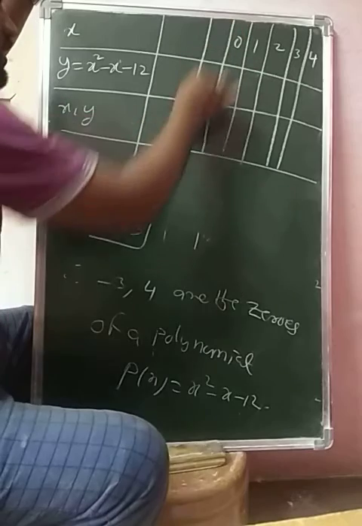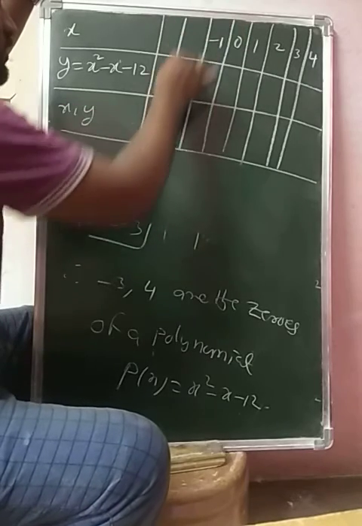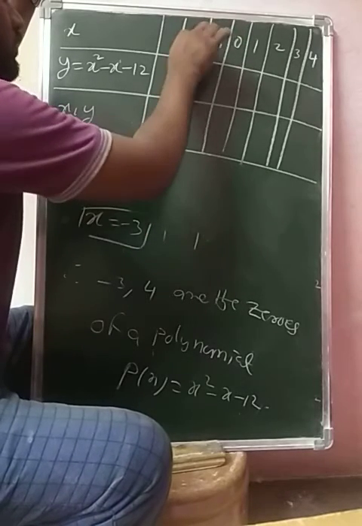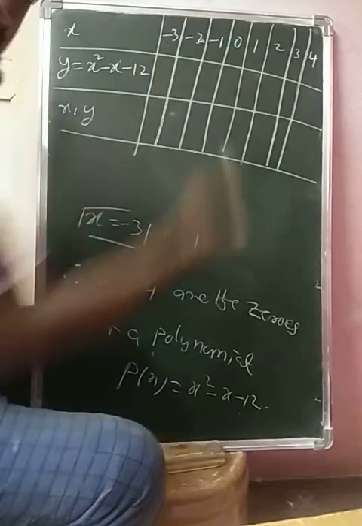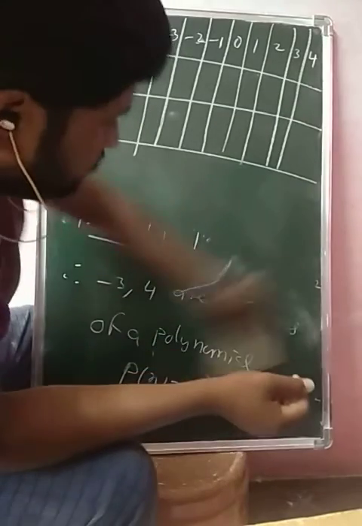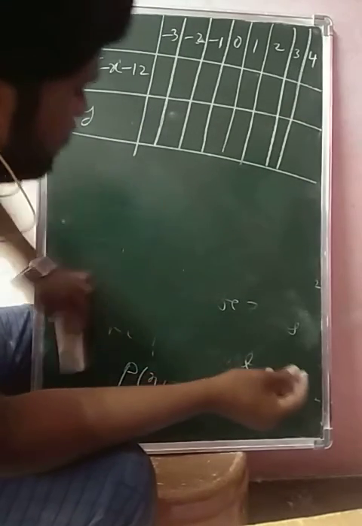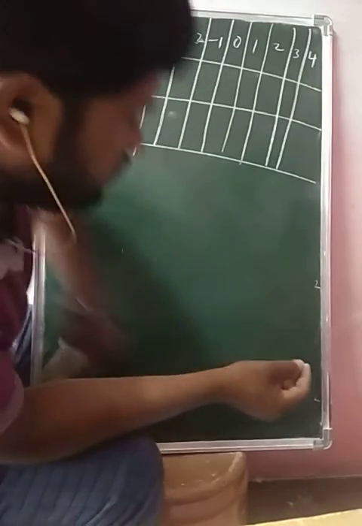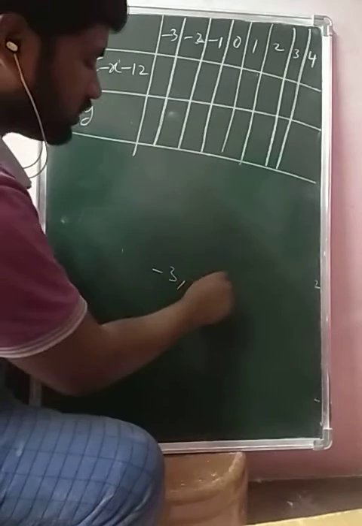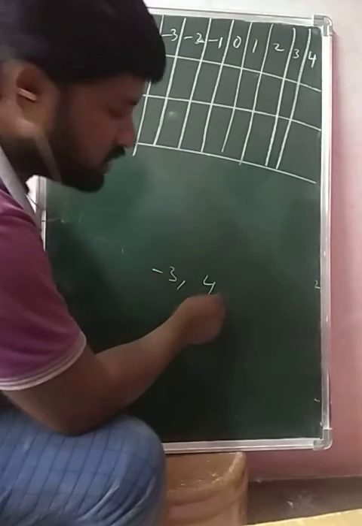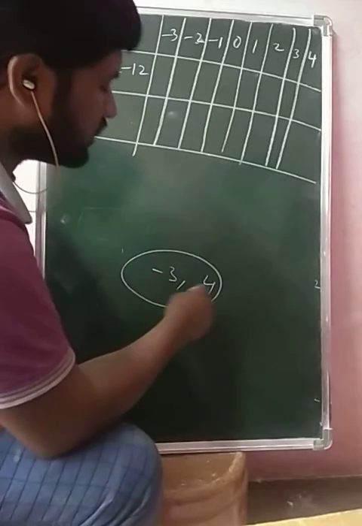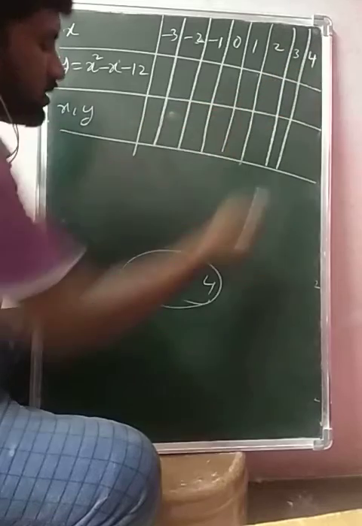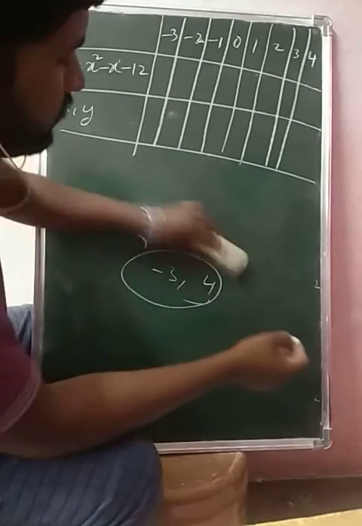Left side minus 1, minus 2, minus 3. You take like this, because clearly we know now the zeros. What are the zeros? We know zeros are 3, minus 3, 4. These are the required. That's why positive 4, negative up to I have taken 3.